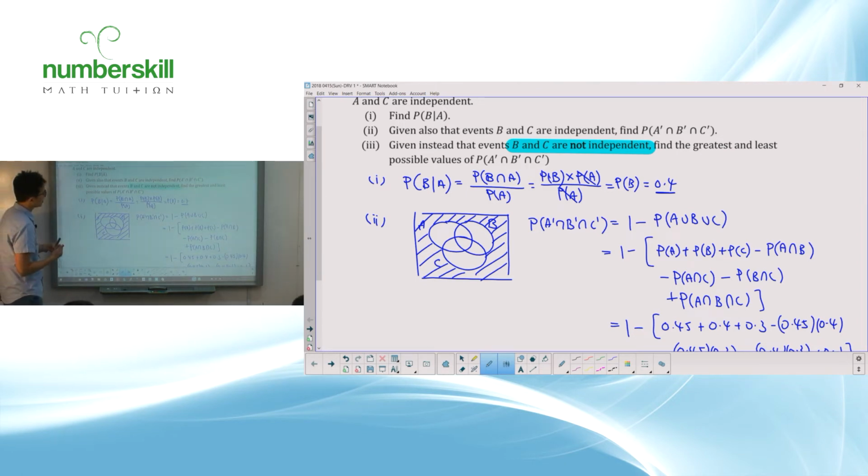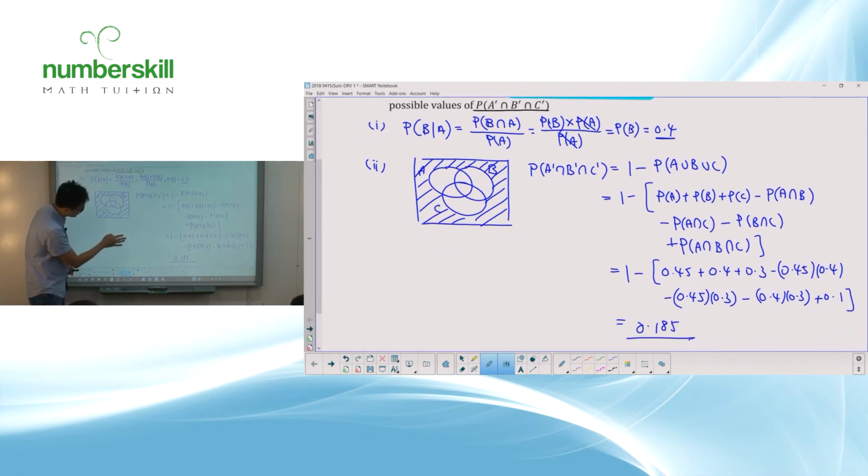Find the greatest and the least possible value of this. Isn't this the same probability that you just found, which is outside the Mickey Mouse? So it turns out that this shaded part is no longer 0.185. It is now changeable, a variable now, right? It can vary from big to small.